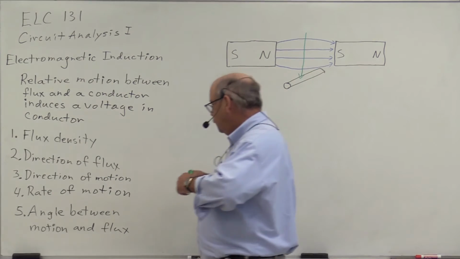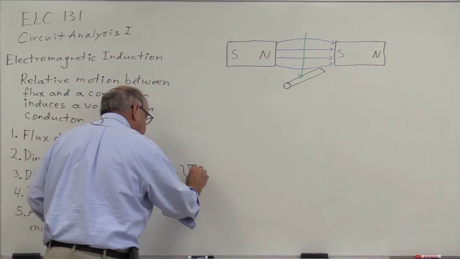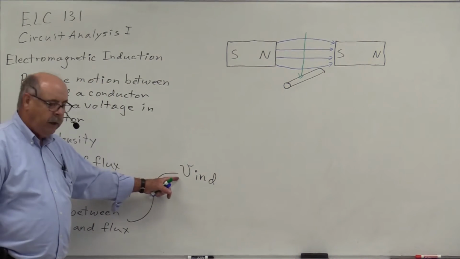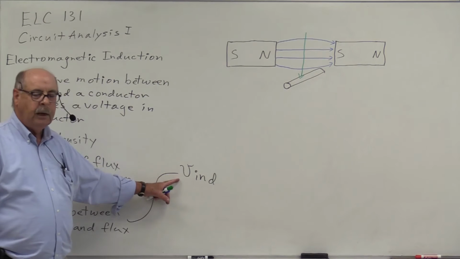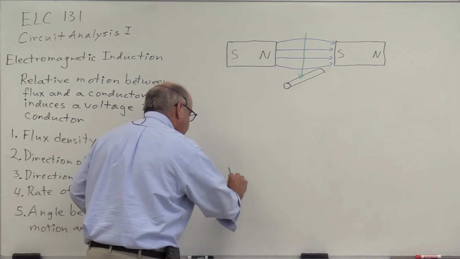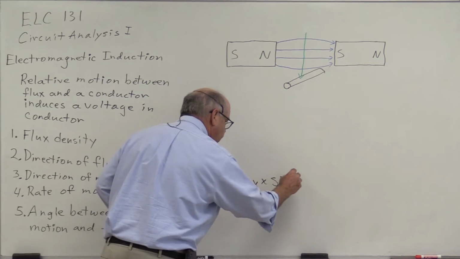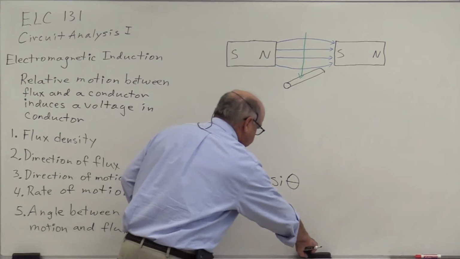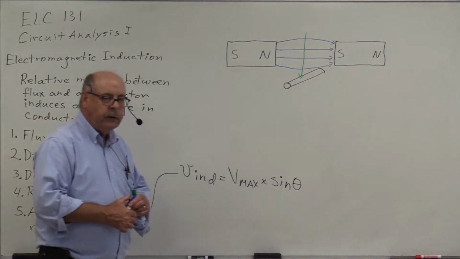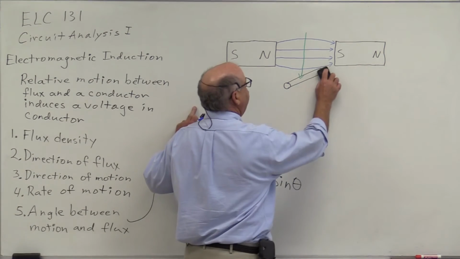And mathematically, this says that the induced voltage, and again, note I write this as a lowercase cursive v to symbolize that this is an instantaneous voltage, equals the maximum voltage that can be induced times the sine of the angle, that says psi, the sine of the angle between the motion and the flux. So let's look at another situation.